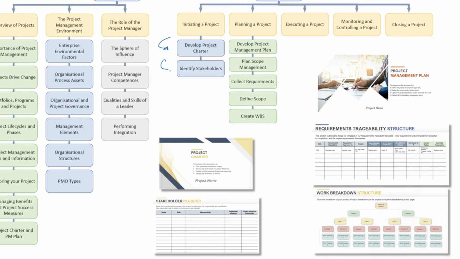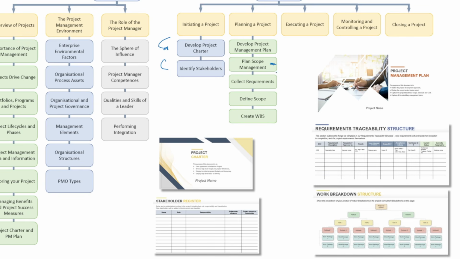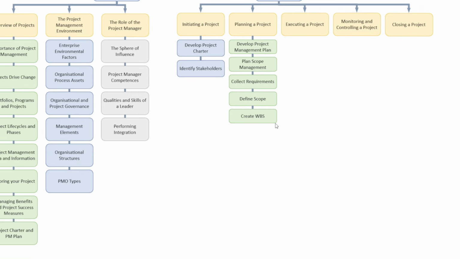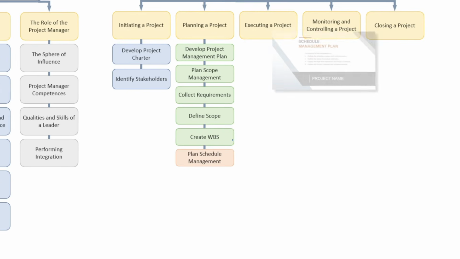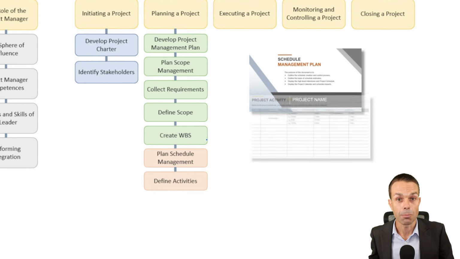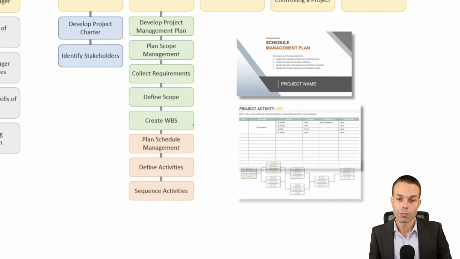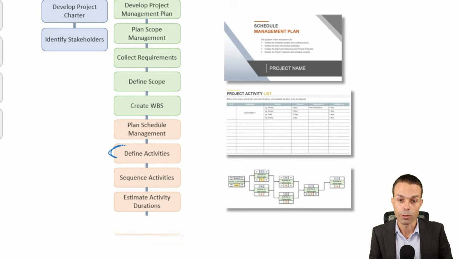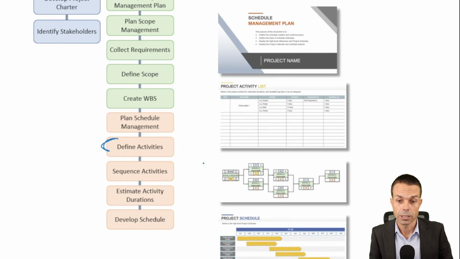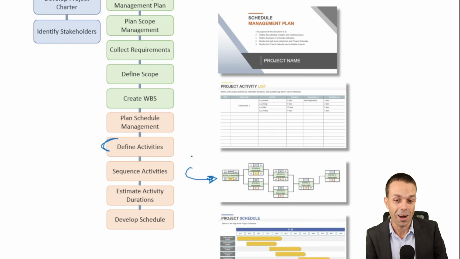And in that plan, we want to plan our scope. So we gather that scope, collect the requirements, define the scope, and then create our work breakdown structure for all of that scope that we have elicited from our customers. Once we have that, we can start planning our schedule. We define the activities from the scope that we found, sequence those activities, put them into a nice sequence here using a schedule network diagram.